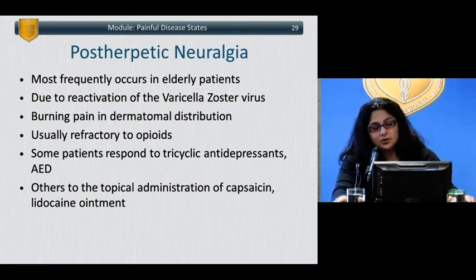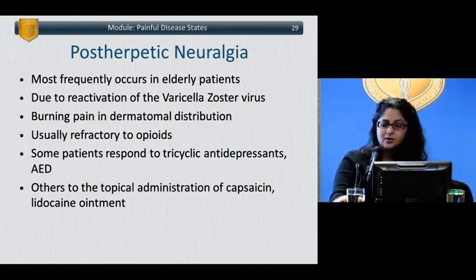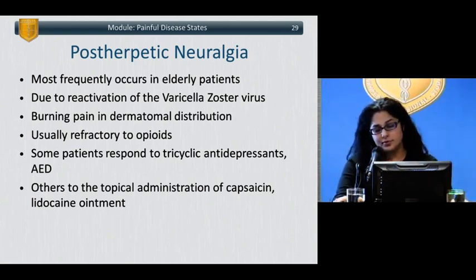Oftentimes, patients will complain of burning pain, rarely electric shooting pain, in the dermatomal distribution, meaning it will follow a certain nerve root, whether it be the T7, T12 intercostal nerve, or sometimes also affecting the face in the distribution of the trigeminal nerve.